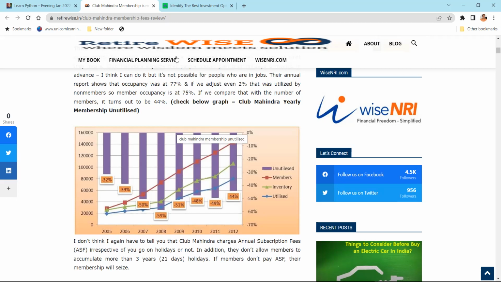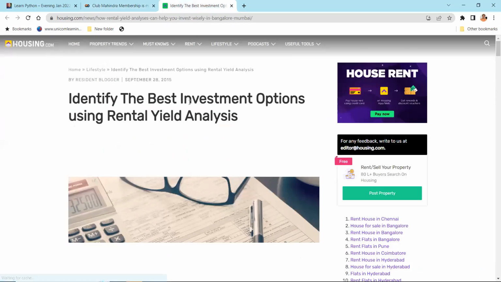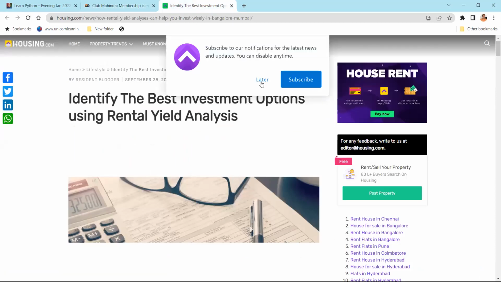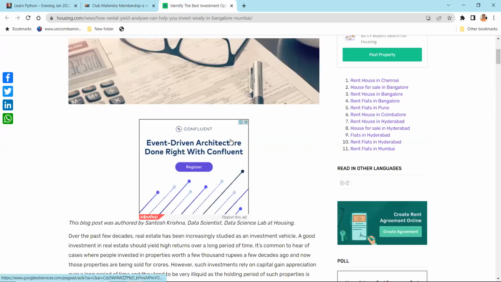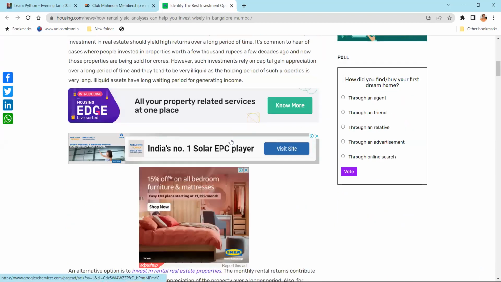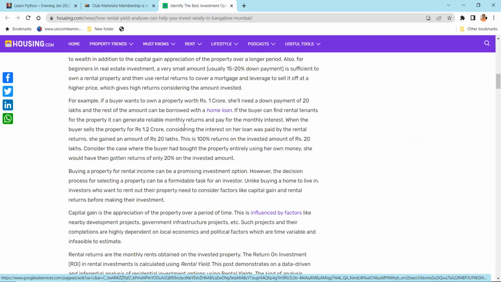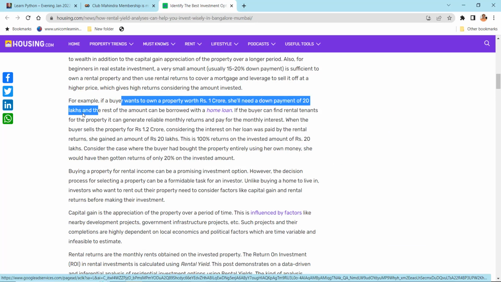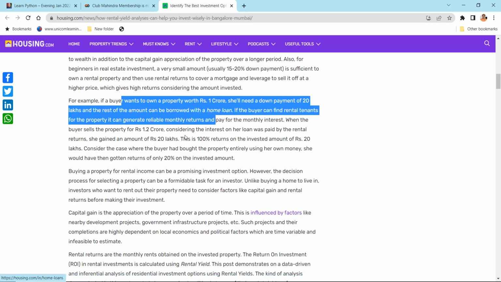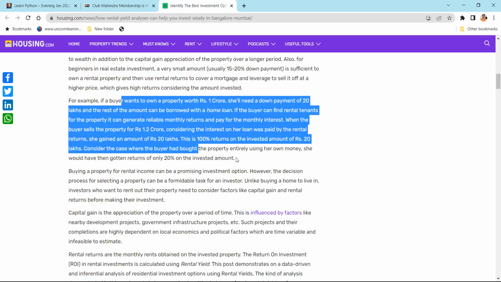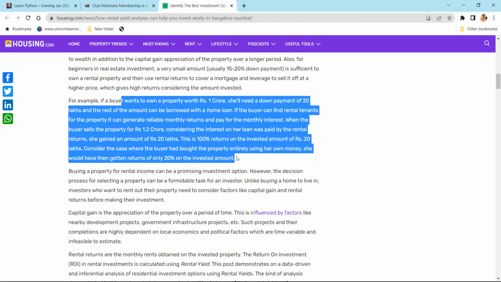So this is one article. Now there's another article here. You can see the housing.com article. Now this guy talks about whether to invest in Mumbai or in Bangalore. So he's comparing the real estate of Bangalore and Mumbai. Let's say you buy a 1 crore home, and you have 20 lakhs to make the down payment, and the rest 80 lakhs you'll borrow from a home loan. Now, should you invest in city A or city B? Should you invest in area A or area B?